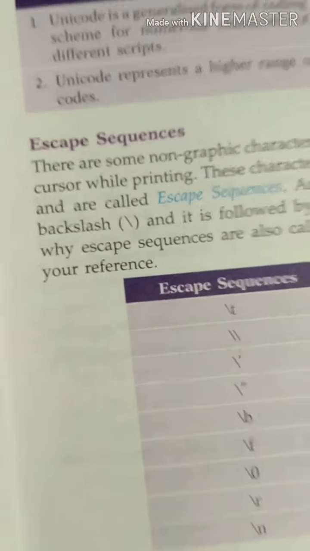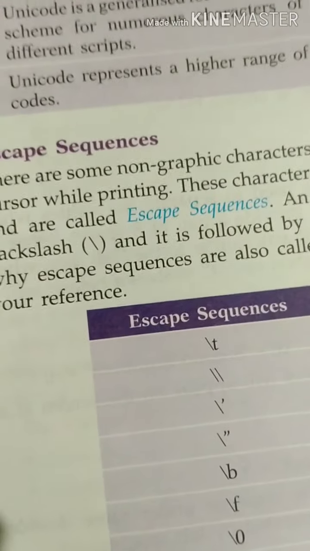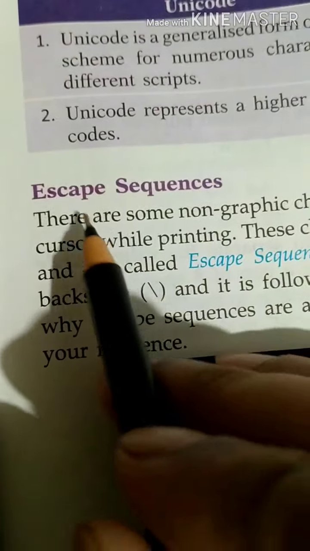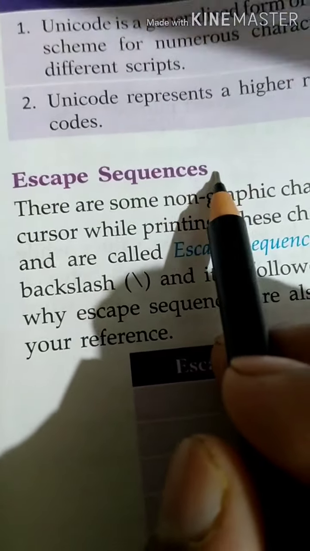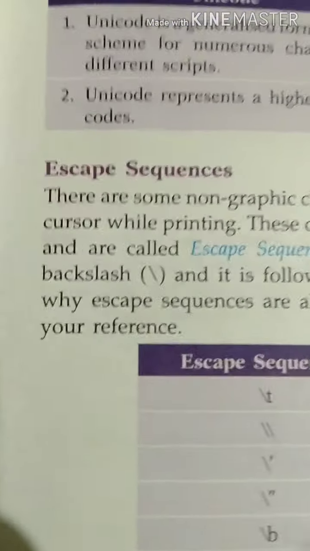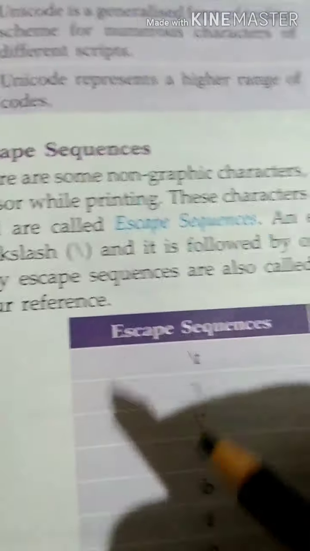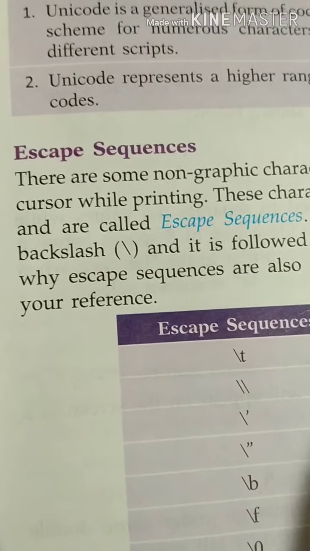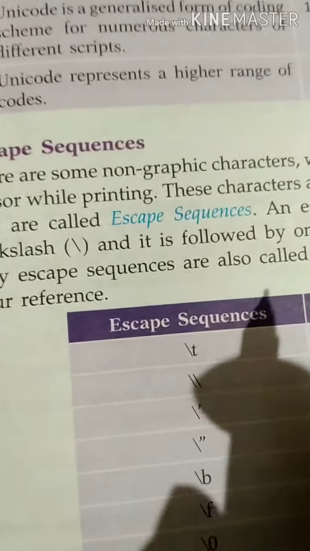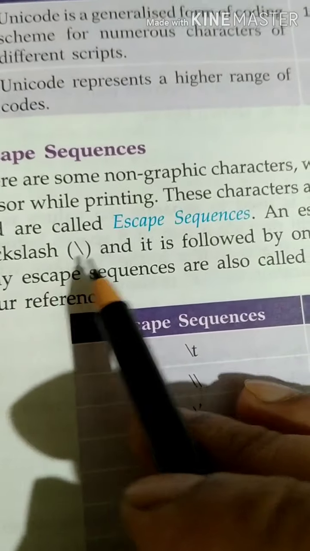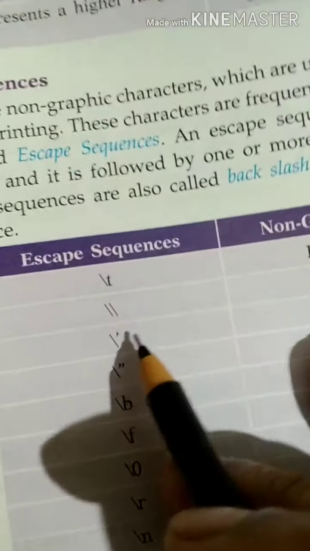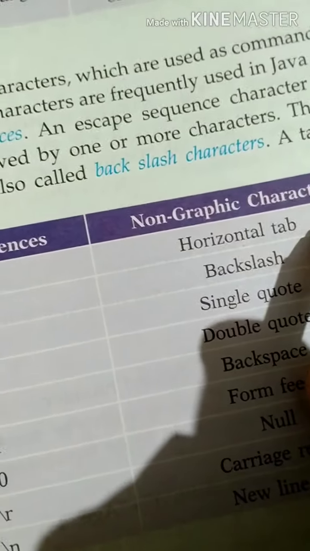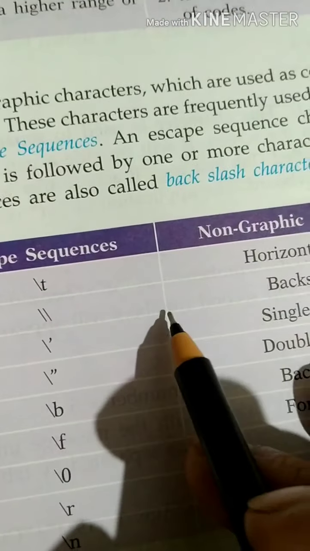Okay, escape sequences. With escape sequences, we break the line to separate lines in the output screen. The use of escape sequences is largely in the output screen. We write the escape sequence in the program, but its effect comes in the output screen. You see, for example, backslash t gives the horizontal tab. It will put one tab space between two words.